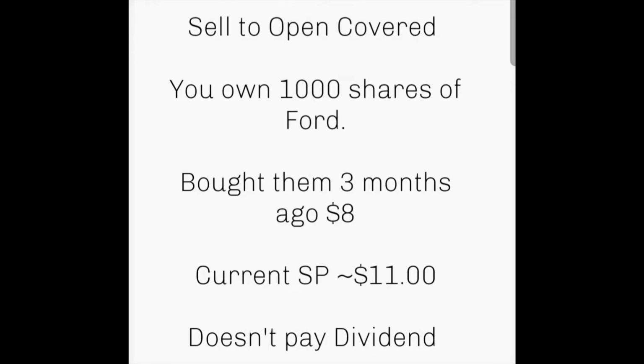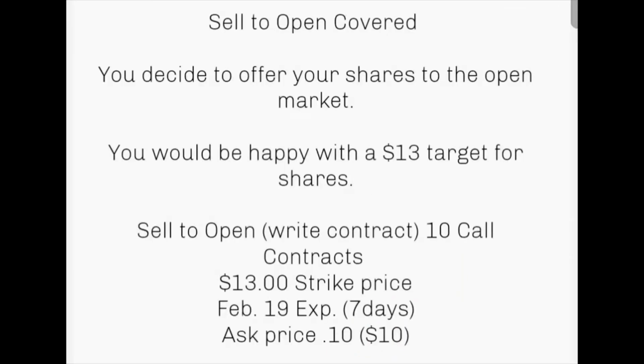Okay, so in this sell to open covered example, we're going to say you own 1,000 shares of Ford. You bought them about 3 months ago for roughly $8. Right now, the current share price is hovering around $11, $11.50, and Ford does not pay a dividend right now. So you have your 1,000 shares of Ford sitting in your account. They're sitting at a nice unrealized gain, but they're really not doing anything for you. It's sleeping money. You're not making a dividend, and the share price is pretty much leveled out at $11. But you don't want to sell yet. You're happy with the $13 price target. That's what you want to sell your shares for.